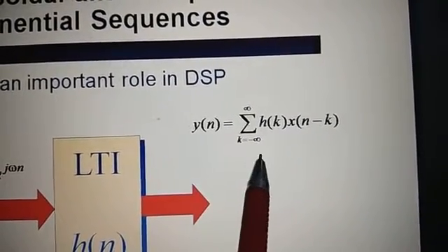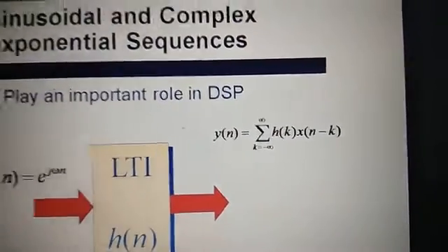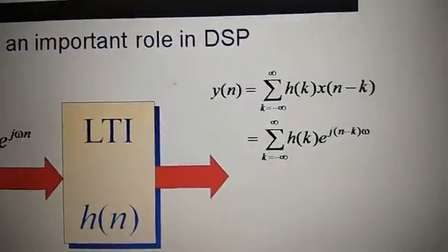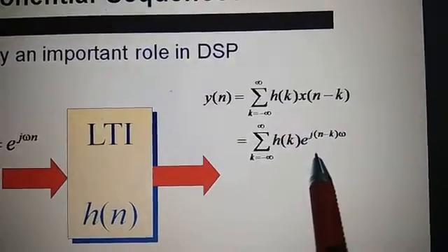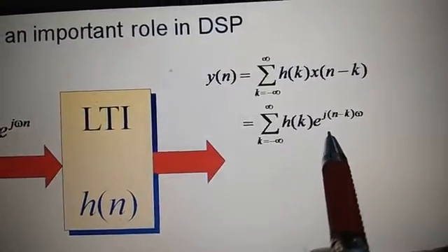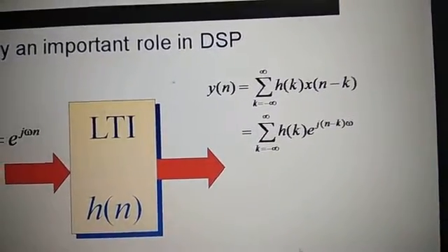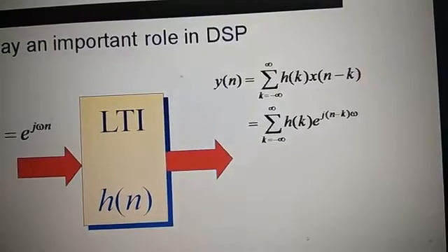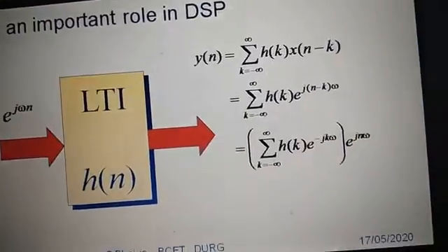y of n is equal to the summation over k from minus infinity to infinity of h of k x of n minus k. So this is the response with convolution. Now you can convert this in terms of the complex exponential, e to the power j into n minus k into omega. You can put in place of x, e to the power j omega n, in place of n minus k.